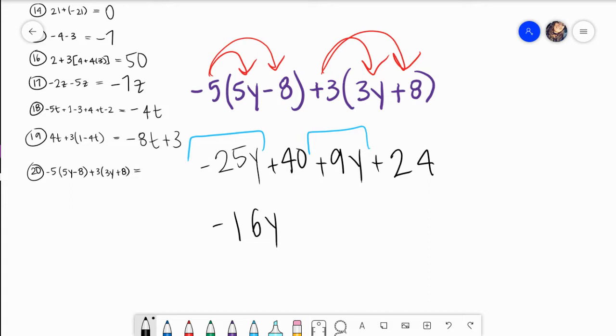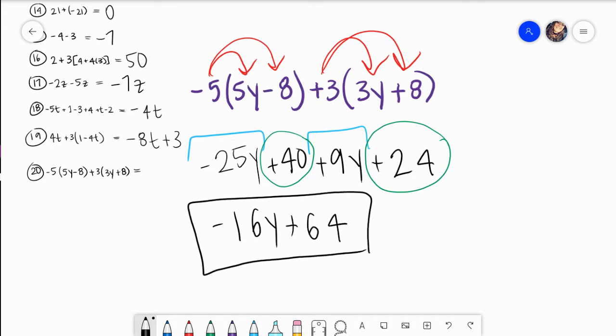It's keep and keep. And then I also notice that I have a positive 40 and a positive 24. Signs are the same. Add and keep. Just be careful if you do circle. Make sure you circle kind of not on top of your operation, okay? So we get a negative 16y, positive 64.